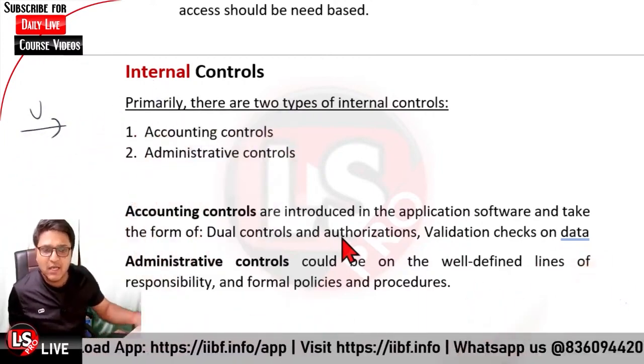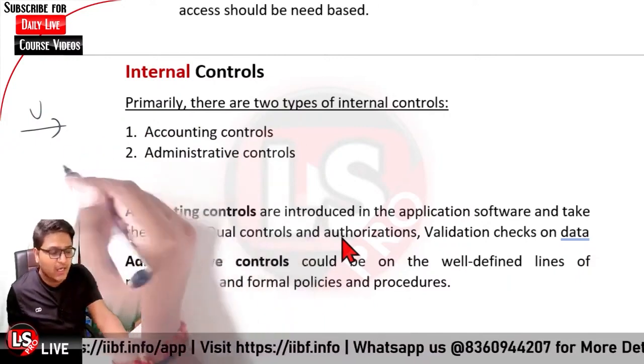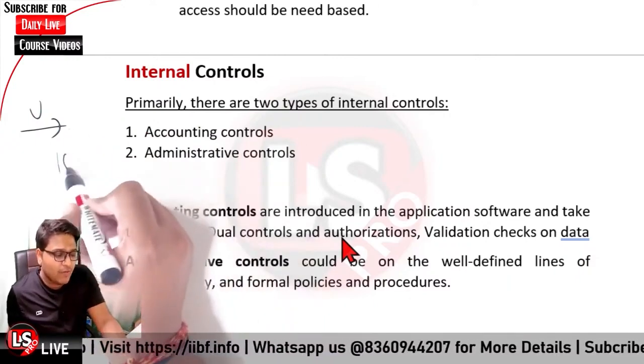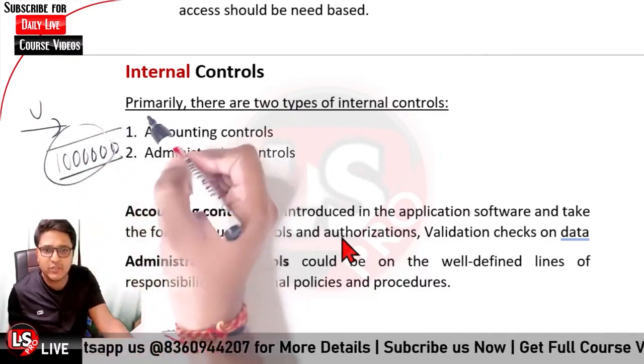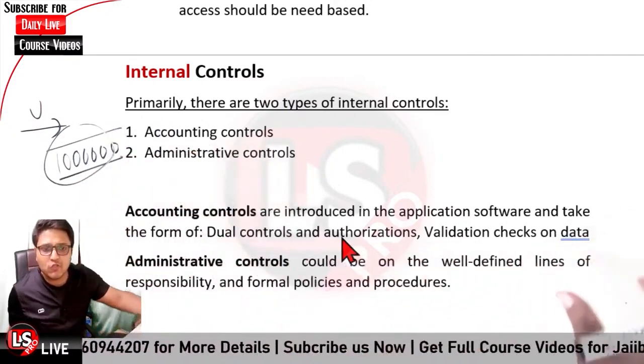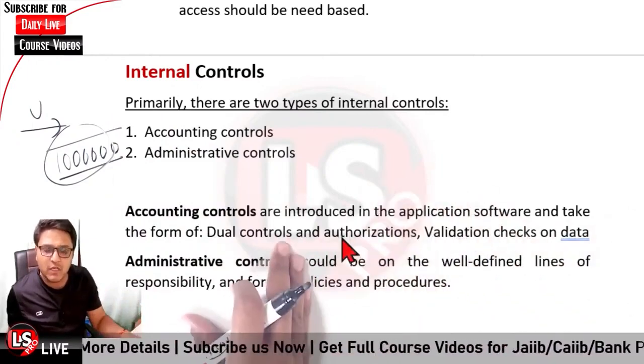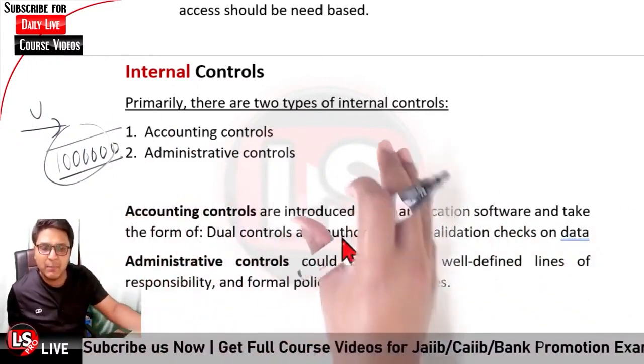that only and only the authorized person should be able to access the application. Then it is regarding the validation data check: if a person is entering some value, say he wants to withdraw 1 crore of the amount and the balance available is only 10,000, then there should be some validation of the data. It is an internal control. It is not available on the user side, but it is being done on the server side.